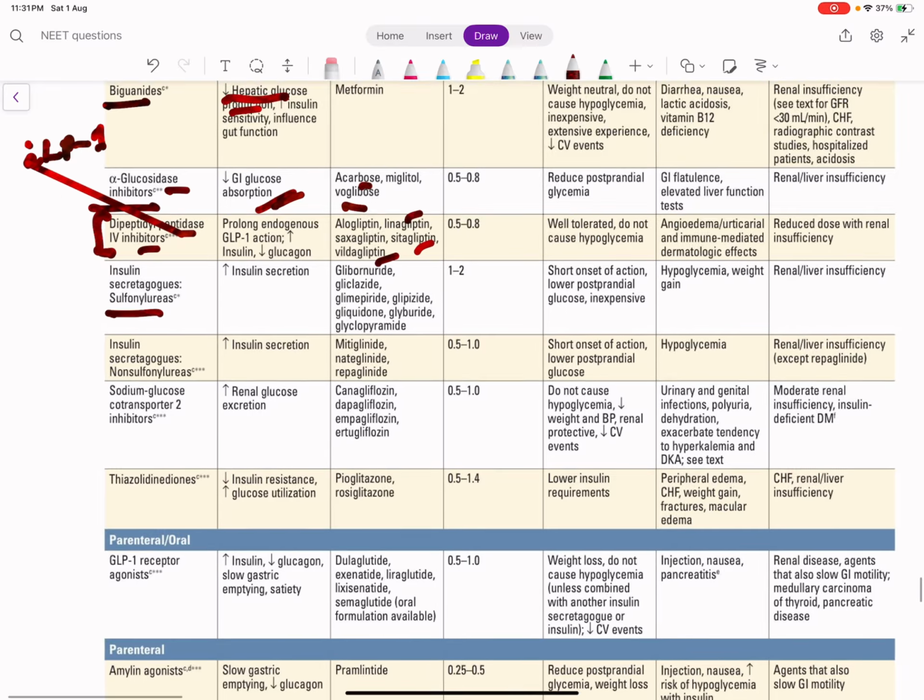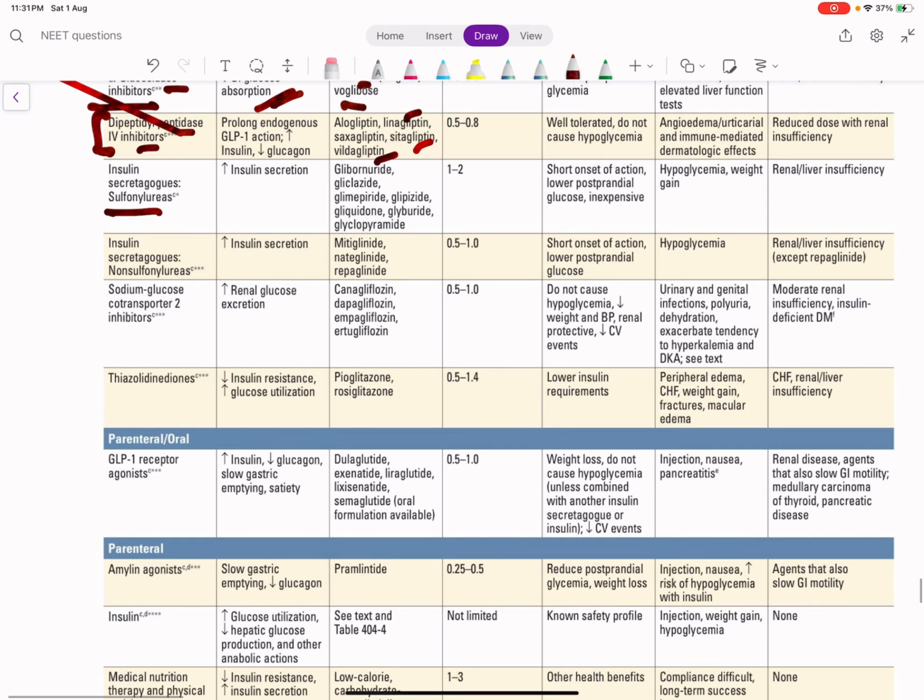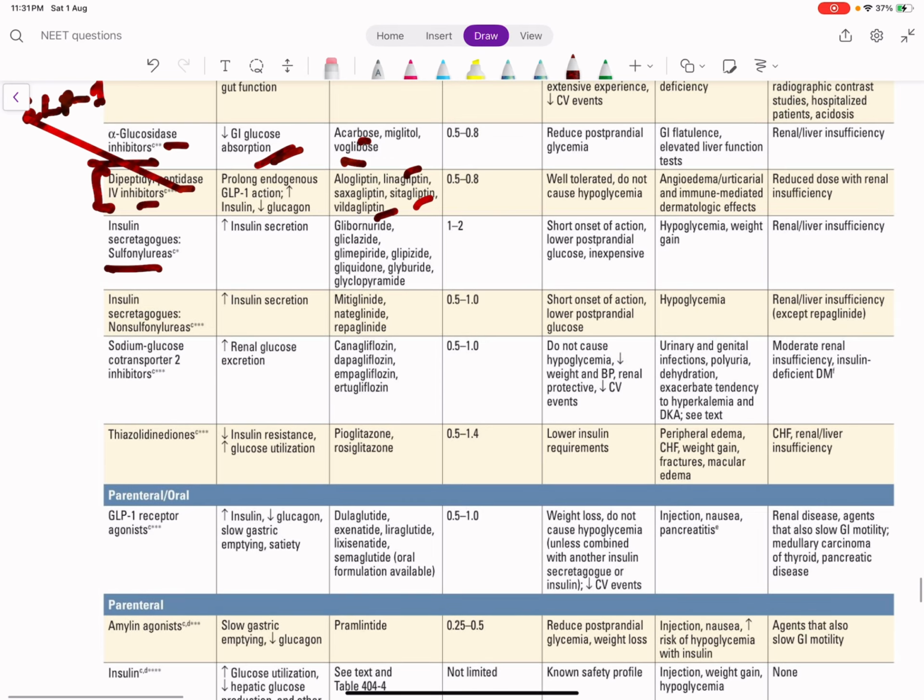Sulfonylureas are insulin secretagogues. We have other insulin secretagogues apart from sulfonylureas, which are glinides: repaglinide, nateglinide, etc.